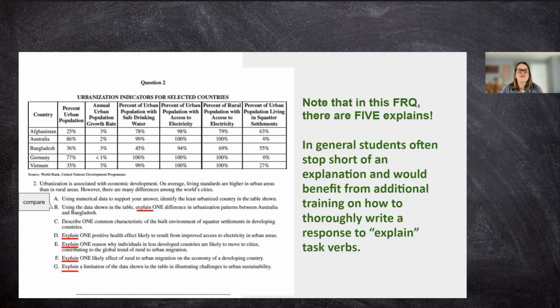Because chances are your students are already really comfortable with identify, define, and maybe even describe. But now that you see how often explain and compare are going to show up on our FRQs in particular, it's really to your students' benefit to feel more and more comfortable answering explain tasks. Next slide.